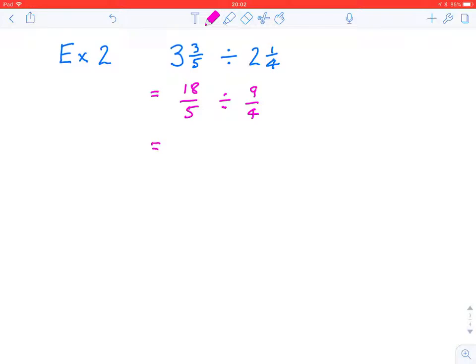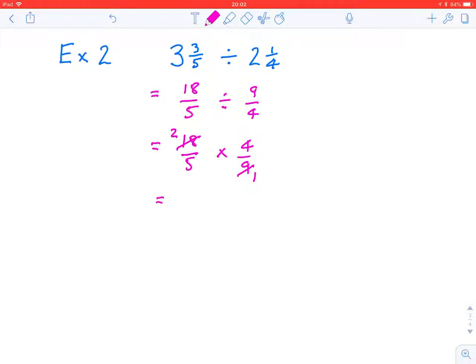Now to divide by a fraction, we turn upside down and multiply. So 18/5 multiplied by 4/9. And we don't look to cancel until we've got that multiplication sign. You can't cancel when you have a division sign. Here I can cancel by 9. 9 goes into itself once and 9 goes into 18 twice.